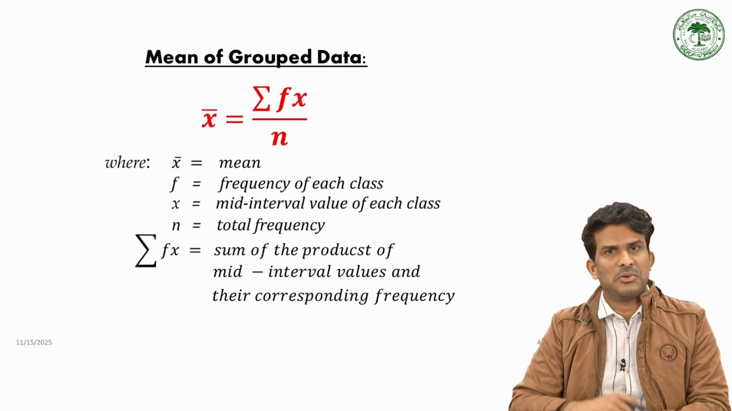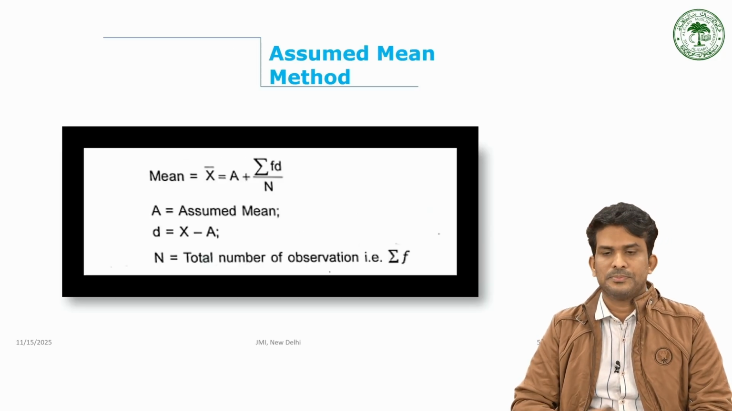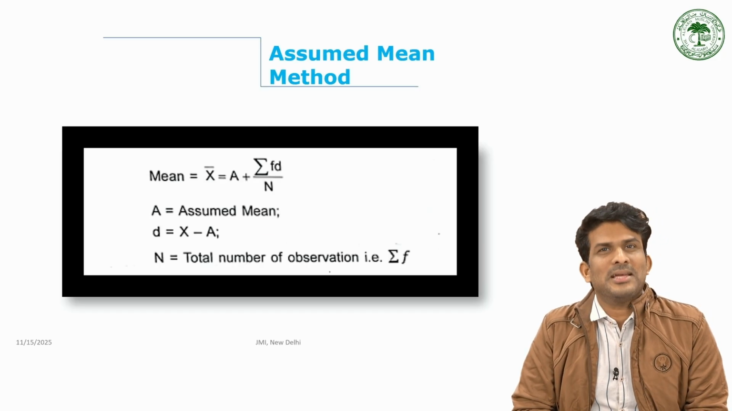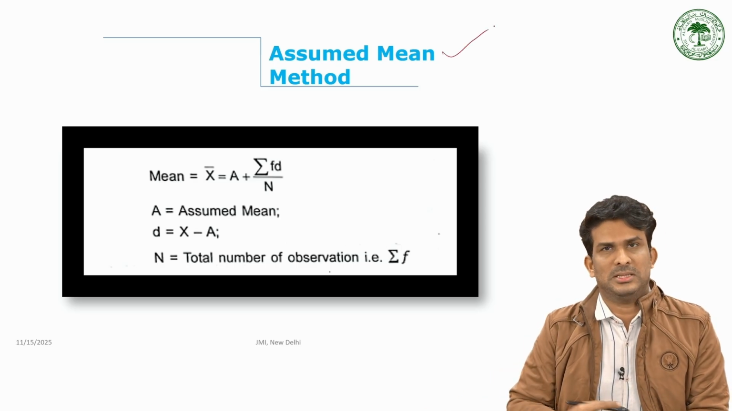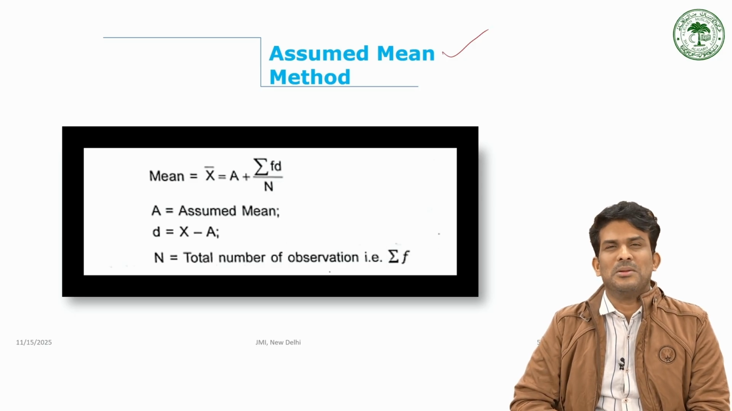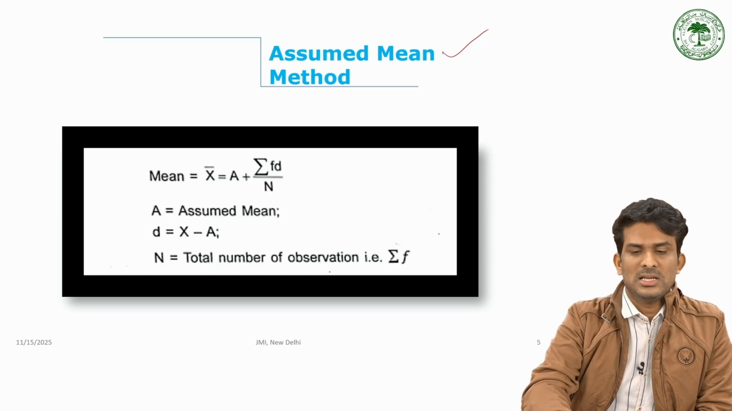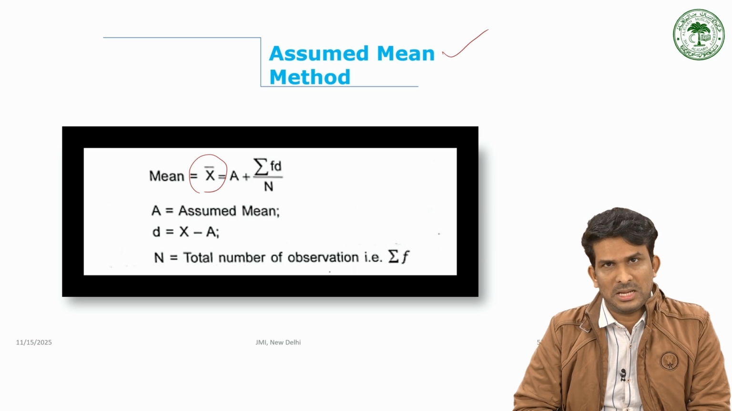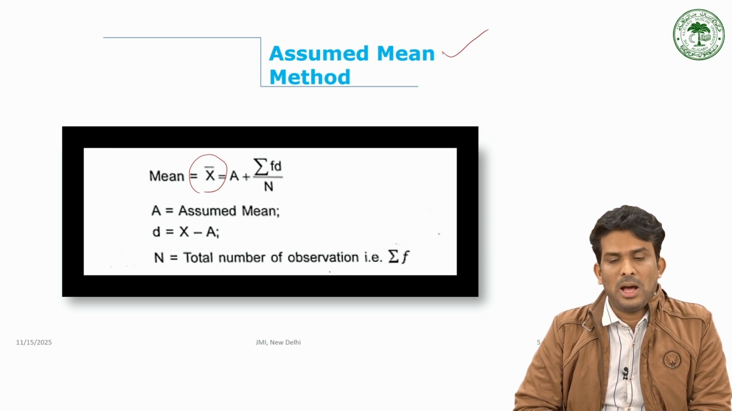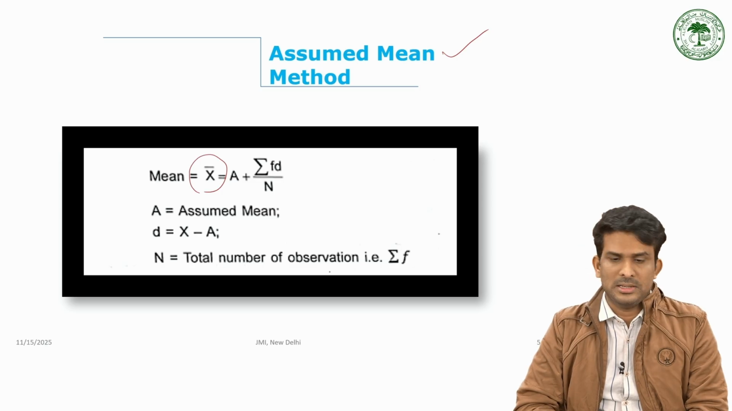So this is the calculation for arithmetic mean for grouped data, as we know. Now, this is the equation again, the same thing I had written in the previous slide. Now, there is another method to calculate arithmetic mean, that is the assumed mean method. The equation for the assumed mean method is arithmetic mean x bar is equal to a plus sigma fd by n.